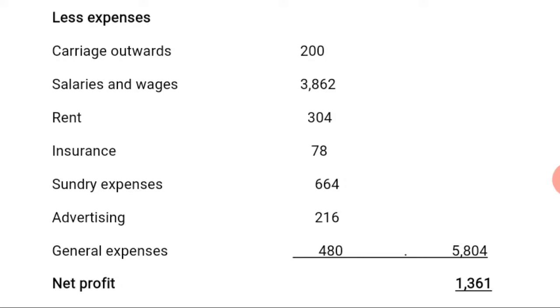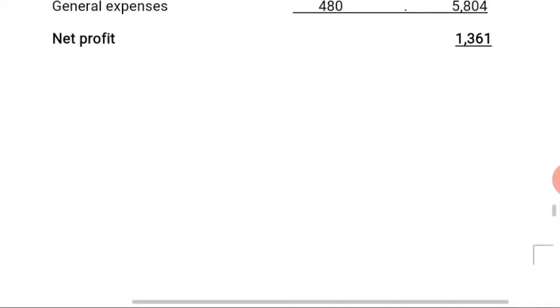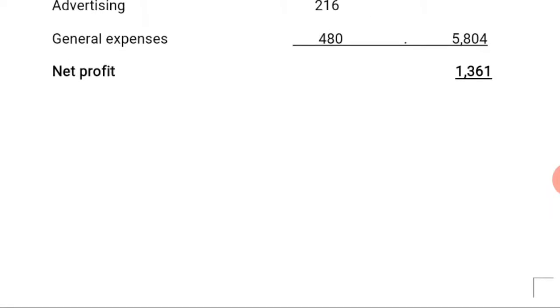So the total of expenses was 5,804 naira. That 5,804 naira will now be deducted from the gross profit of 7,165 naira. Then we arrive at the net profit of 1,361 naira.